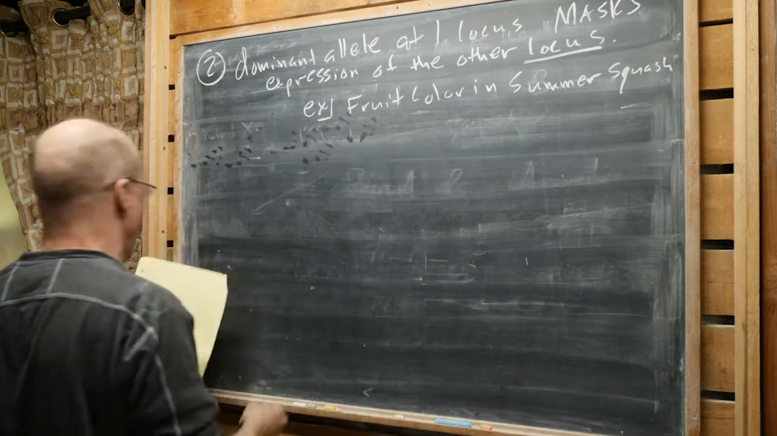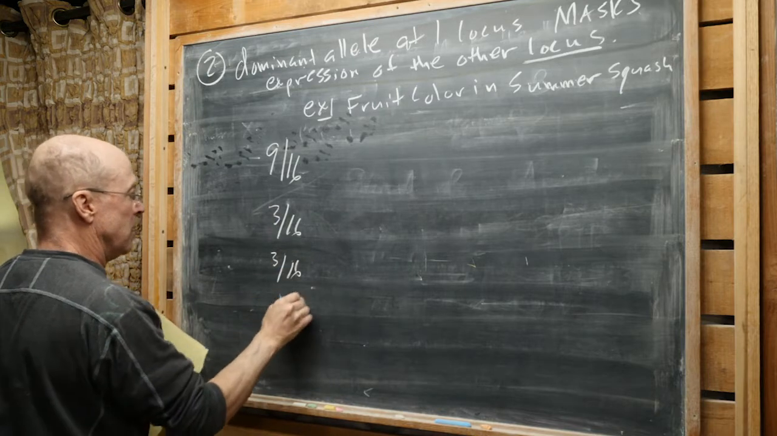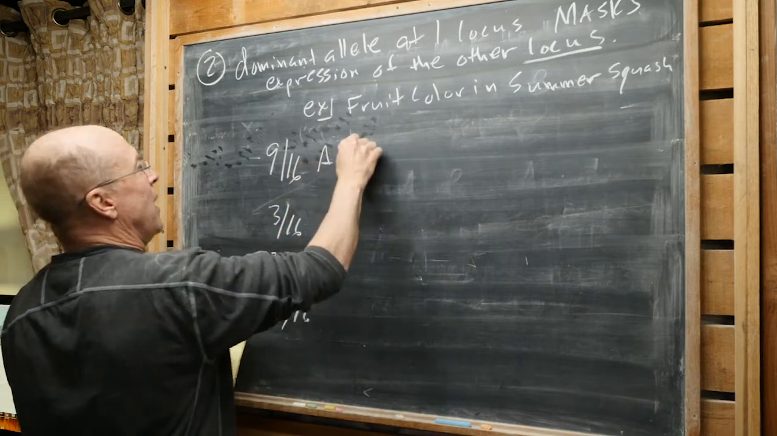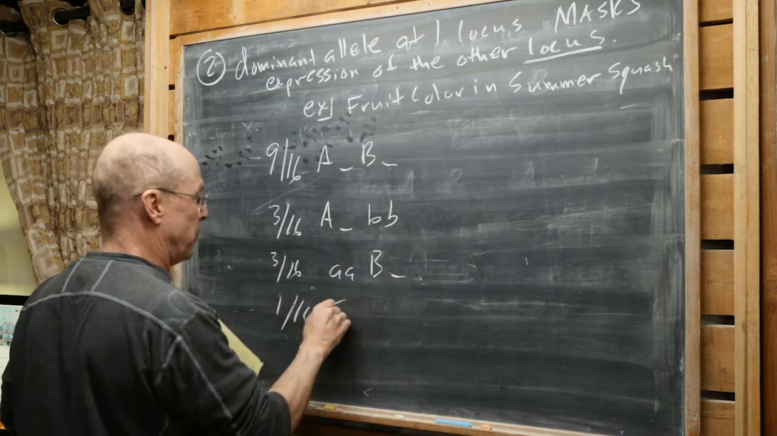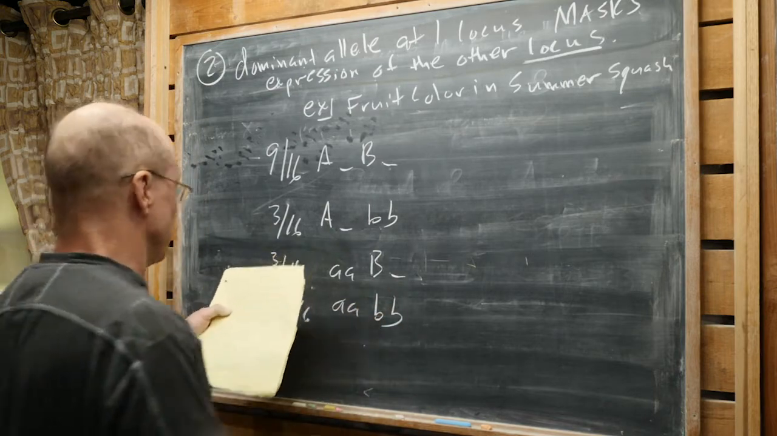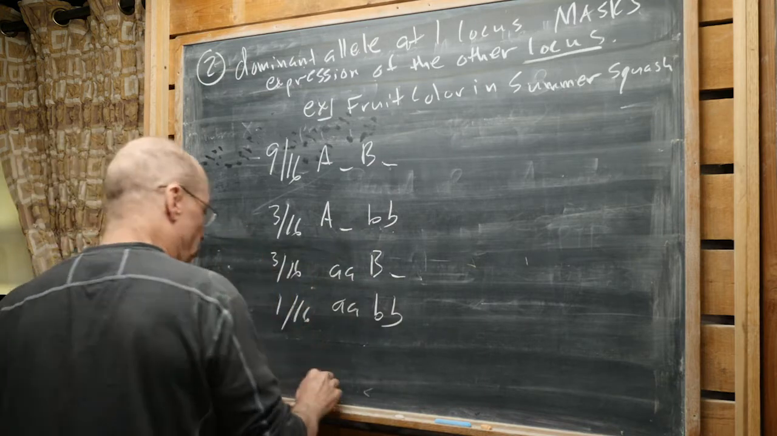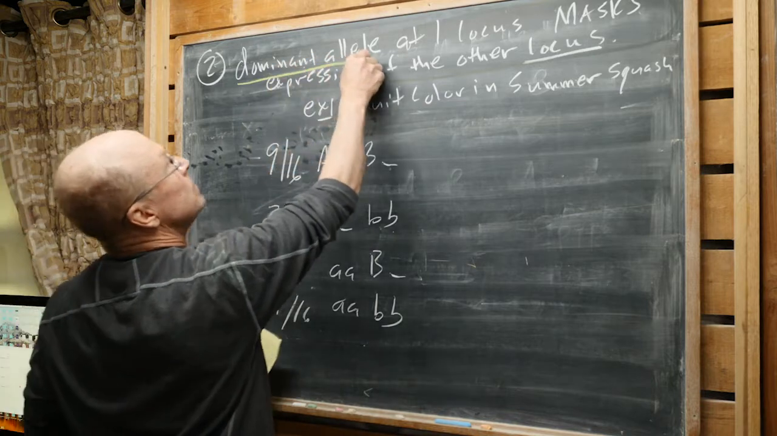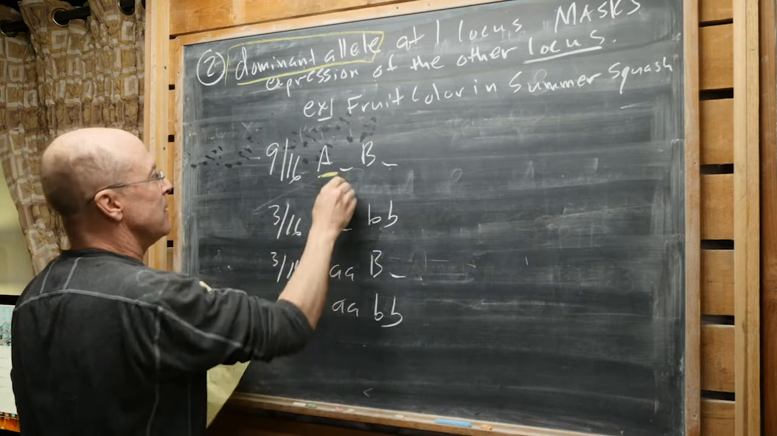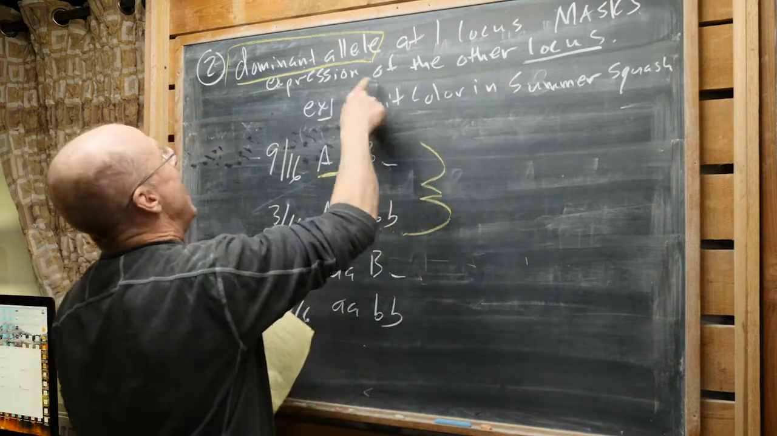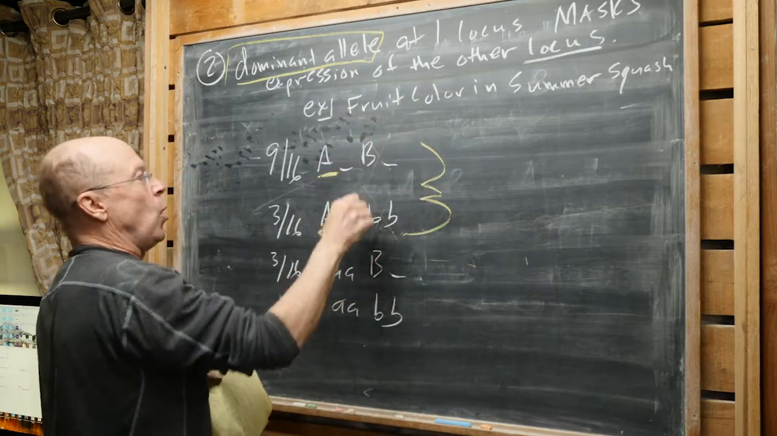So fruit color in summer squash, let's just throw it up. 9/16, 3/16, 3/16, 1/16. So we'll do big A, big B. We'll get used to this. So here's what happens. We're talking about a dominant allele, and it's going to be a dominant allele at the A locus. That basically masks the expression of the other. So it really doesn't matter if it has a dominant allele here.